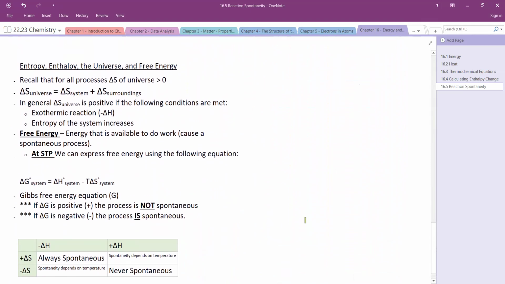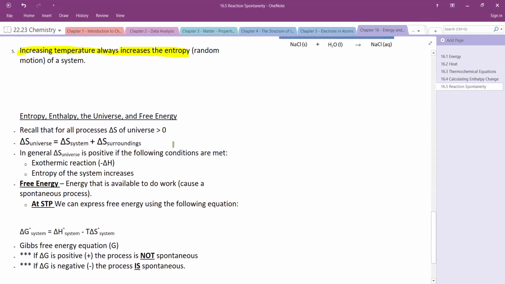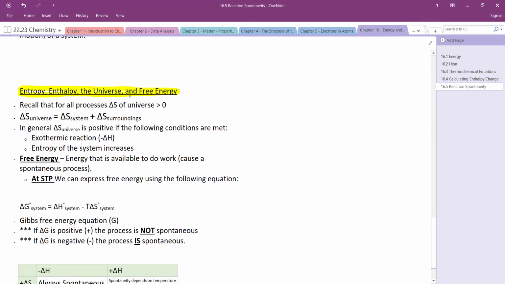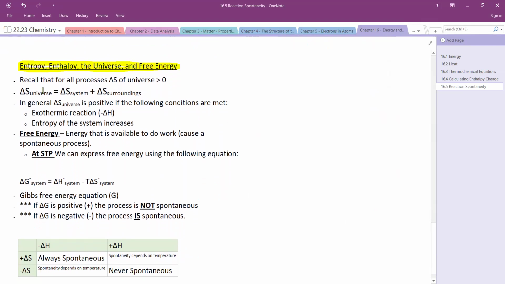I know I'm getting a little long, but this title that I have here is called Entropy, Enthalpy, the Universe, and Free Energy. Okay, so we have talked about entropy, that is the measure of disorder, enthalpy, the measure of heat content in a system, and we've talked about the universe, right? That's everything, system and surroundings. So delta S must be greater than 0. So for all of our processes, our delta S of the universe will be positive. We will be getting more disordered somehow in our universe, all right?